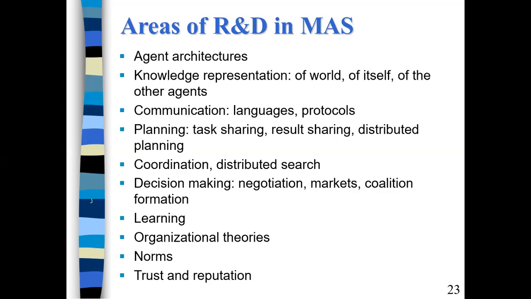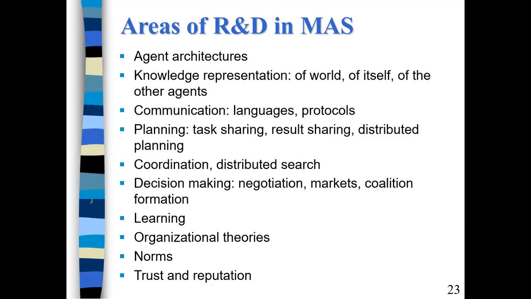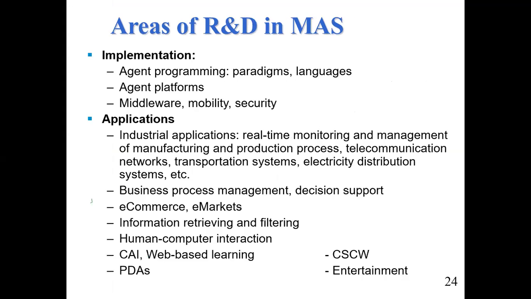Or maybe you want to improve the current system, or you want to come up with a new one, and then the learning agents also can learn. So how can agents learn from the environment, from each other, and also the organizational theories, how the agents organize themselves in groups. So what are the theories, and the norms of the agents, and also the trust and reputation, the trust between agents, how they trust each other, and also the reputation of one agent to another agent. So these are examples of R&D, research and development in multi-agent systems, if you want to explore agent development.